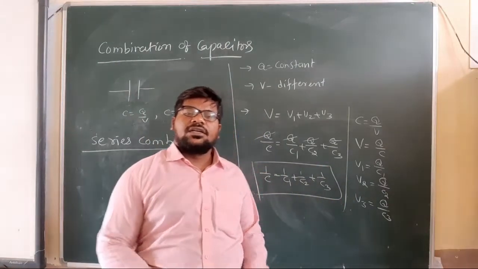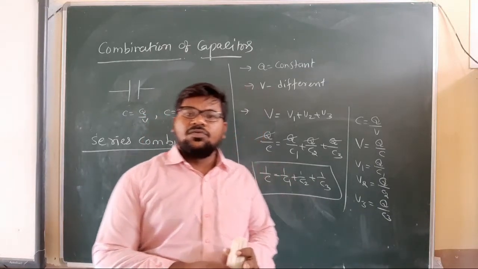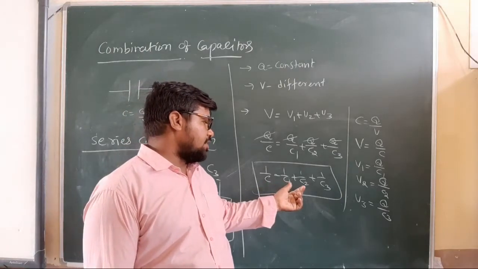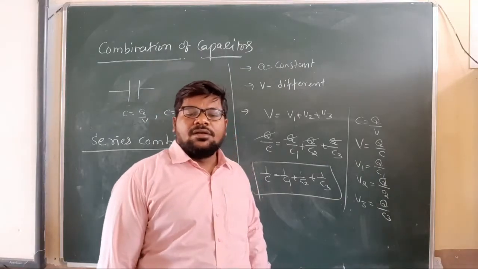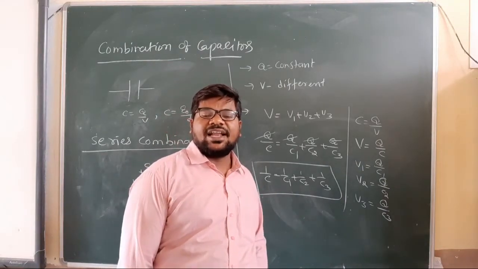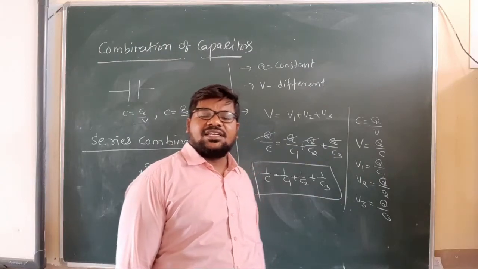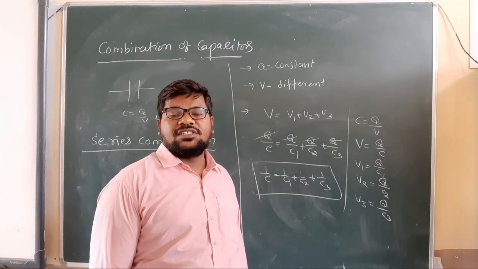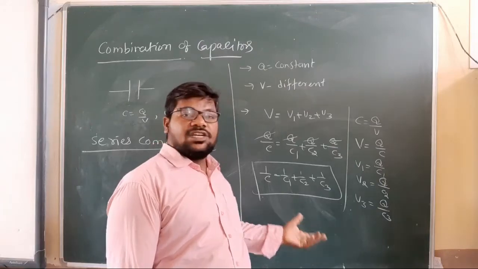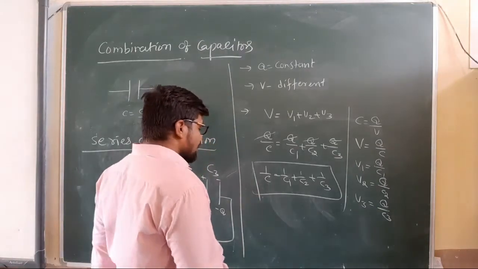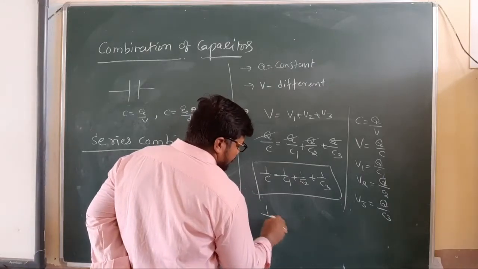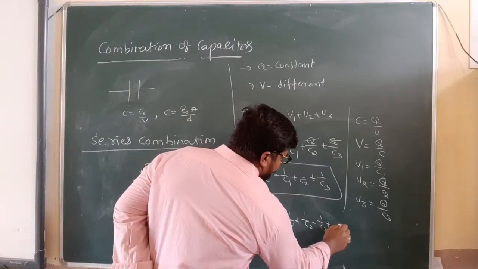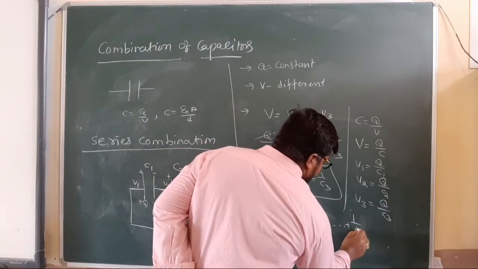So whenever capacitors are arranged in series, we get the expression 1 by C is equal to 1 by C1 plus 1 by C2 plus 1 by C3. The resultant capacitance is the sum of the reciprocals of the individual capacitances. Clear, my student? For any number of capacitors, 1 by C is equal to 1 by C1 plus 1 by C2 plus 1 by C3 and so on, plus 1 by Cn.